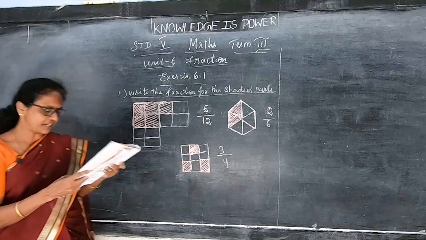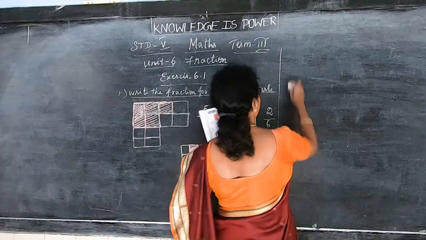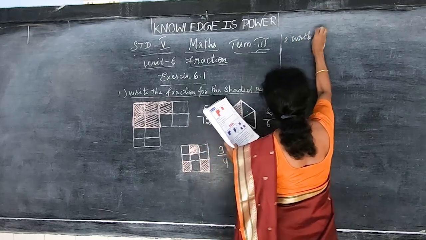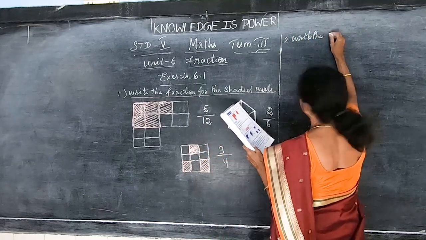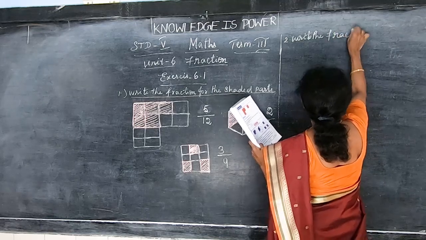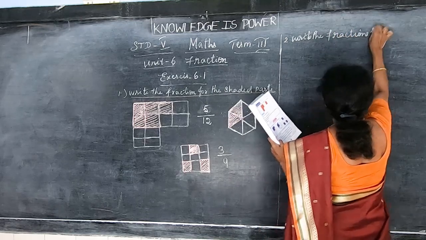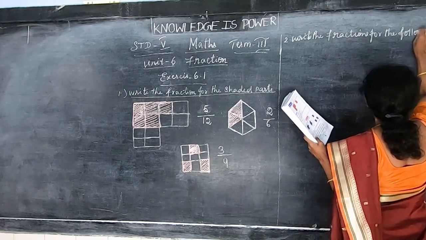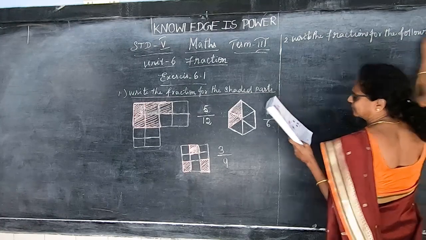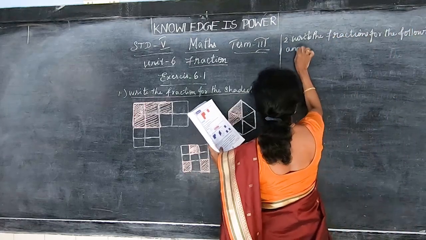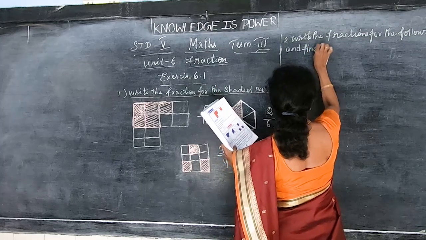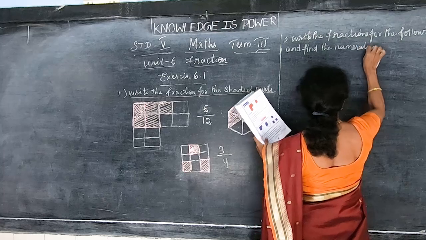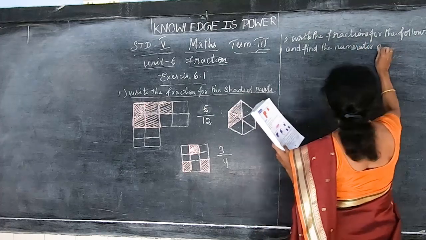And then write the fractions for the following and find the numerator and denominator. Sum number 2: write the fractions for the following and find the numerator and the denominator.